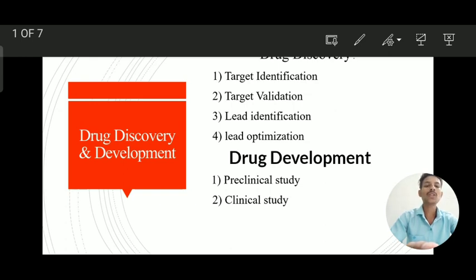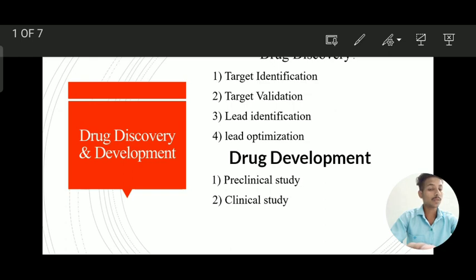The first one, phase 0. Phase 0 is microdosing. The phase 0 study of a new drug in a microdose is to derive pharmacokinetic information in humans before undertaking phase 1 studies. This is called phase 0.